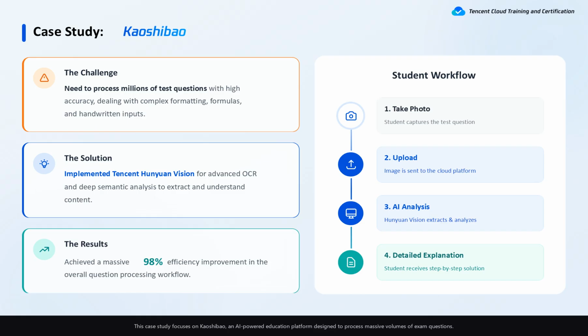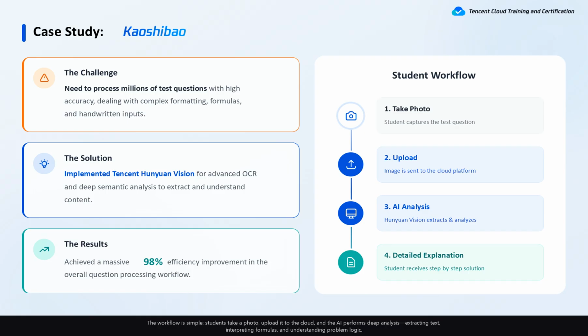This case study focuses on Kashibo, an AI-powered education platform designed to process massive volumes of exam questions. The key challenge was handling millions of unstructured question images, including complex formulas, diagrams, and handwritten inputs. Traditional OCR systems struggled with low accuracy and lacked the ability to understand context and logic. To address this, Tencent Hunyuan Vision was introduced, combining advanced OCR with multimodal AI reasoning.